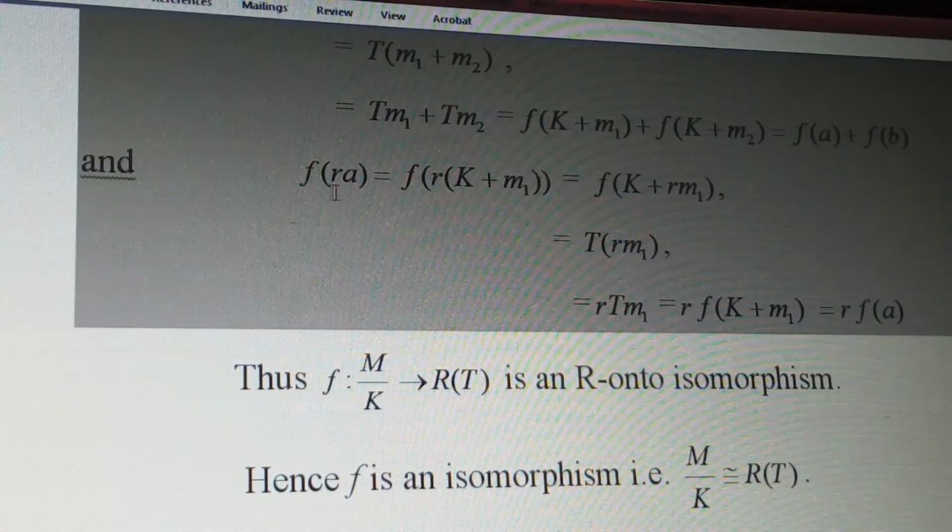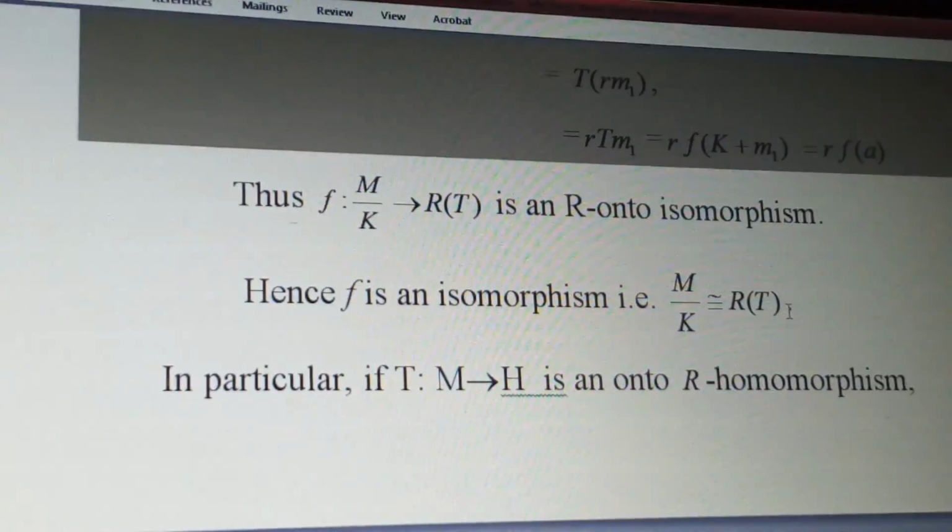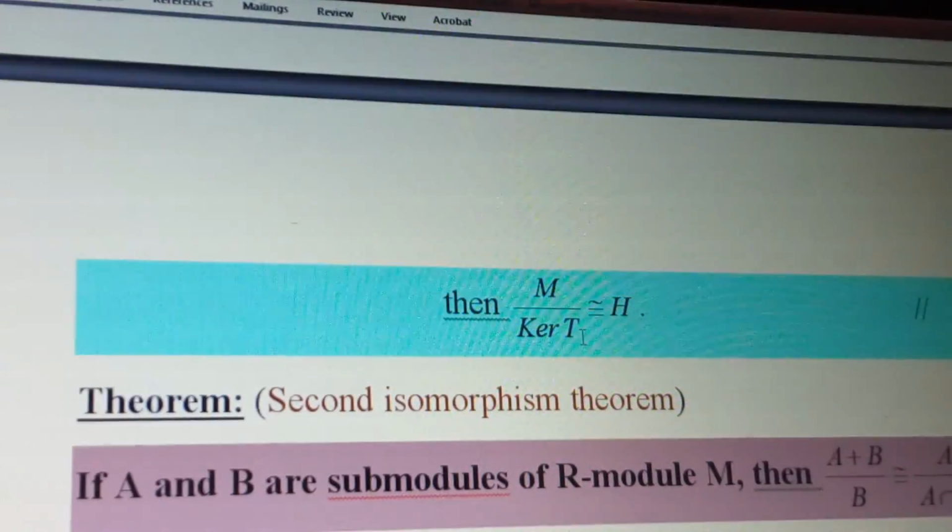Second condition: f(ra) is equal to r f(a). This is again t(rm1), which is r t(m1). So f(ra) is equal to r f(a). This is the second condition. Thus f is such that M/K onto RT is an isomorphism. So this mapping is an isomorphism, meaning M/K is isomorphic to RT. This is the theorem, this is the condition.